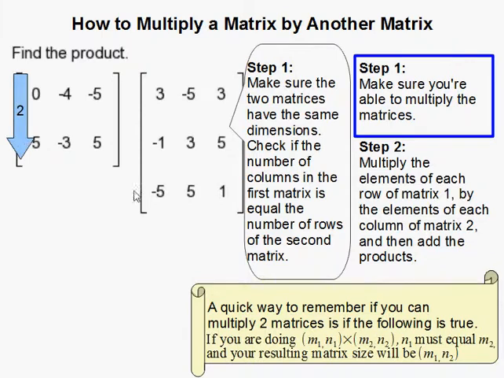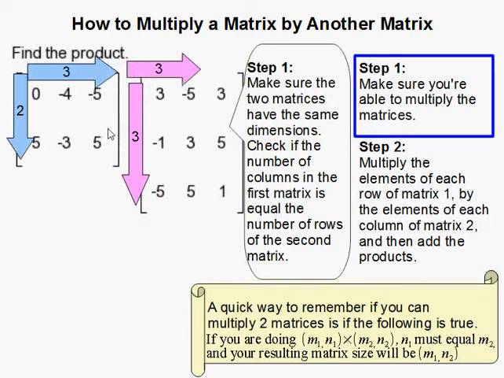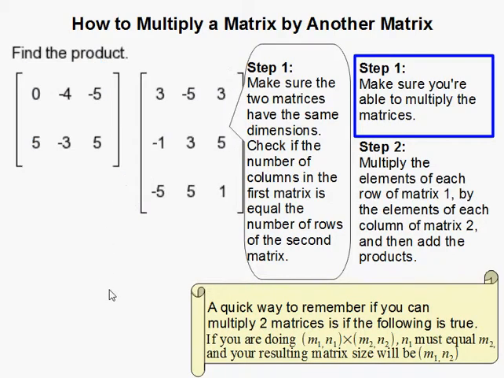This one is 2 rows, 3 columns, and the other is 3 rows, 3 columns. So the number of columns is actually equal to the number of rows here, because we have 3 here and 3 here. So we can do it. Now our ending matrix, remember, is going to have the number of rows of the first one and the number of columns of the second one. So our resulting matrix is going to be a 2 by 3. Let's check this out.